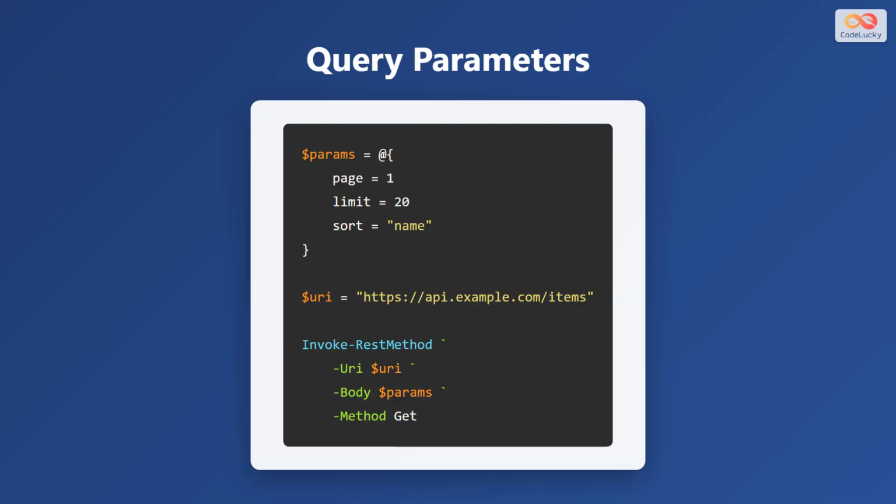Query parameters let you filter or customize API responses. Create a hash table with your parameters like page number, limit for results per page, and sort order. Store your base URL in a variable. When you use the -Body parameter with a GET request, PowerShell automatically converts your hash table into query string parameters and appends them to the URL.